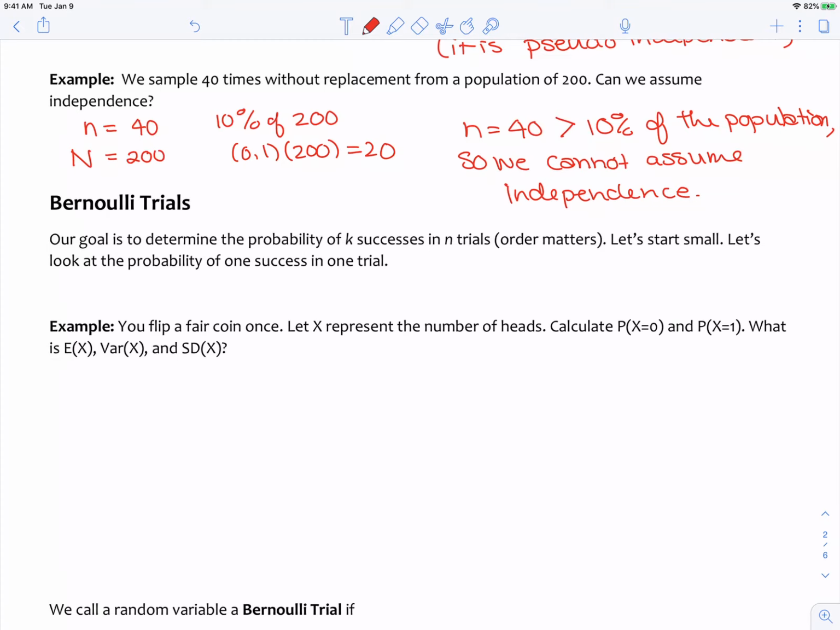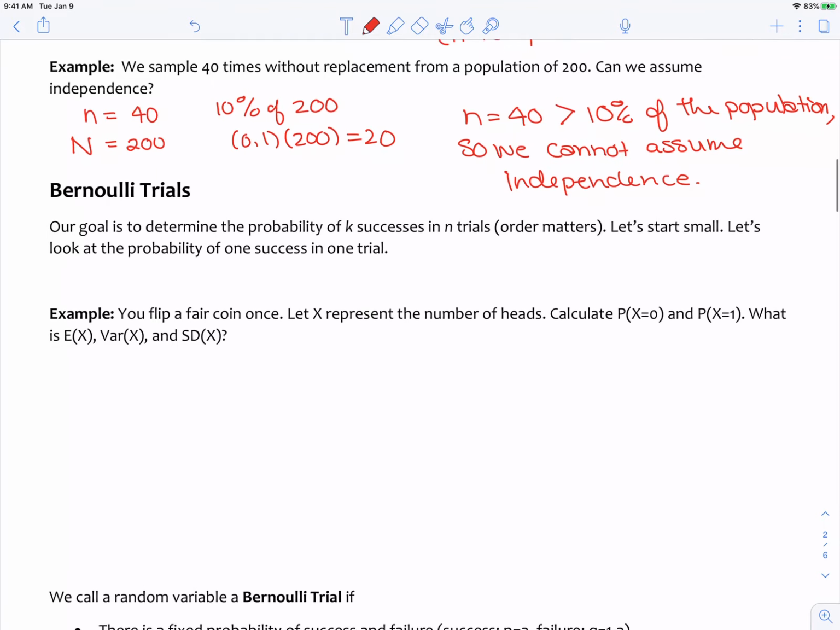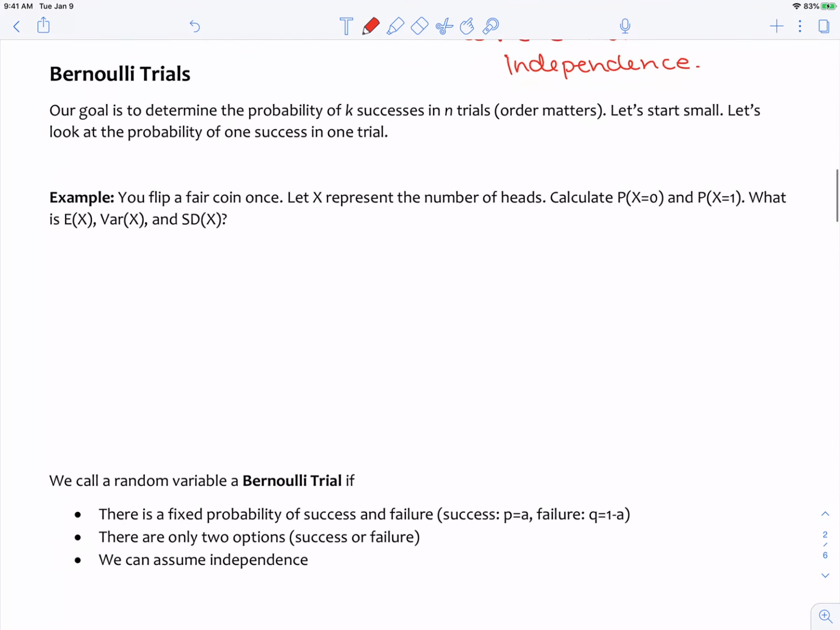For example, we're going to flip a fair coin once, and we're going to let X represent the number of heads. We want the probability that X is equal to 0, so the number of heads is 0, and the probability that X equals 1, which is getting 1 head, and then find the expected value, the variance, and the standard deviation for that. Let's run through that process.